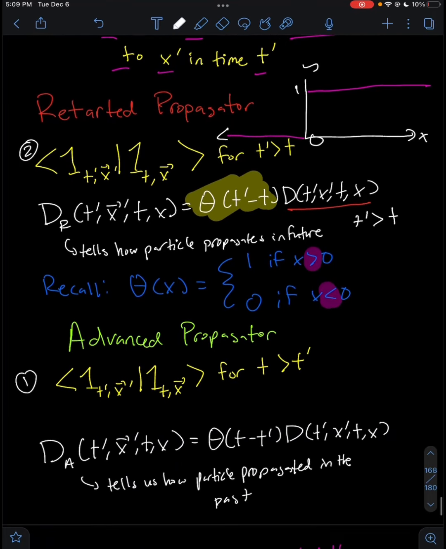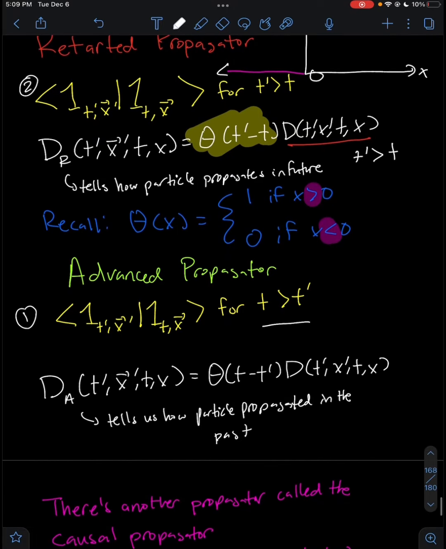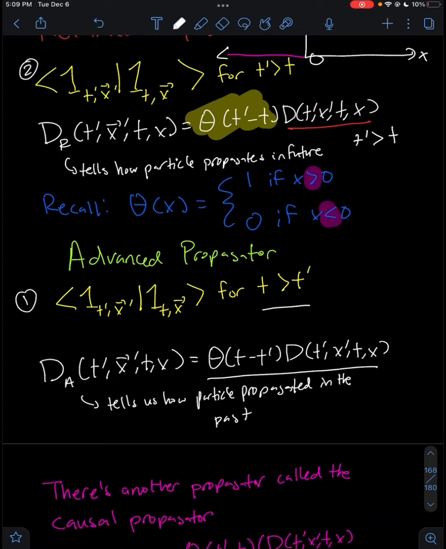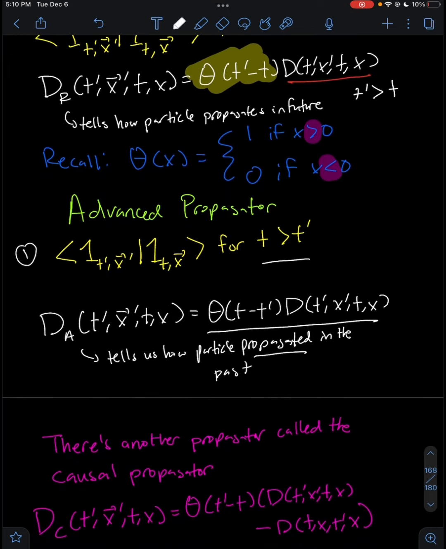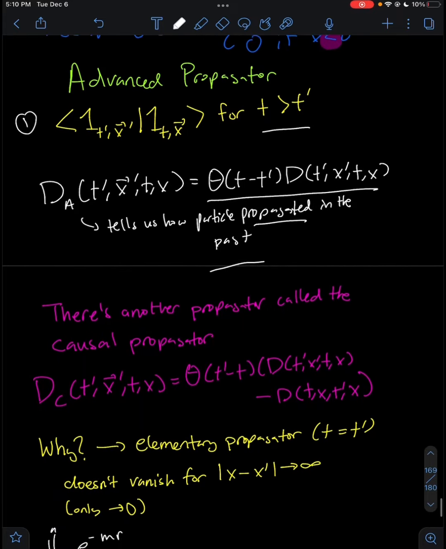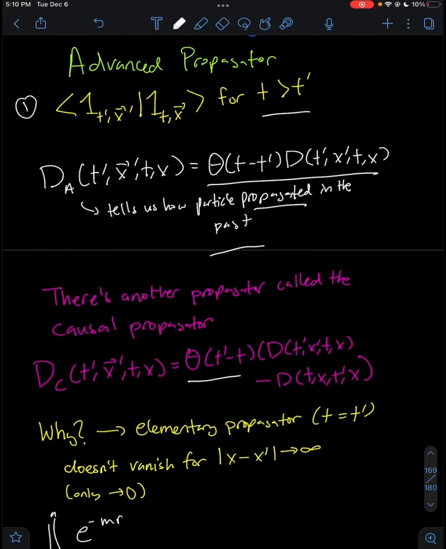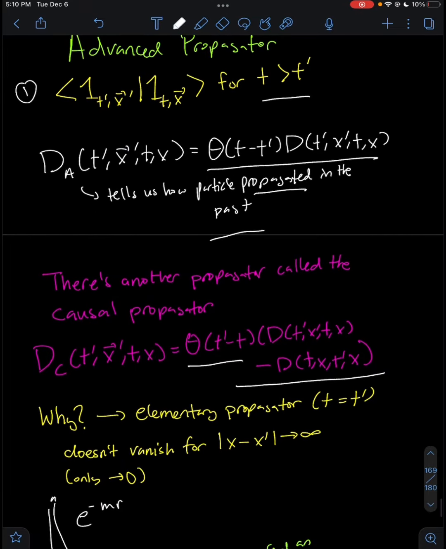Likewise, we have the advanced propagator that we saw earlier. It's for t greater than t prime. We could again represent it as this, but the Heaviside step function is a function of t minus t prime. And again, it tells us how the particle propagated in the past. There's also another propagator called the causal propagator, which is this over here. And it tells us the difference between two propagators, and it kind of ensures that time makes sense in a way.